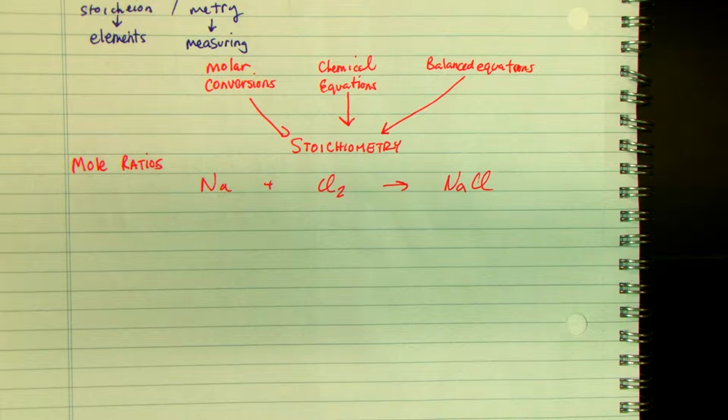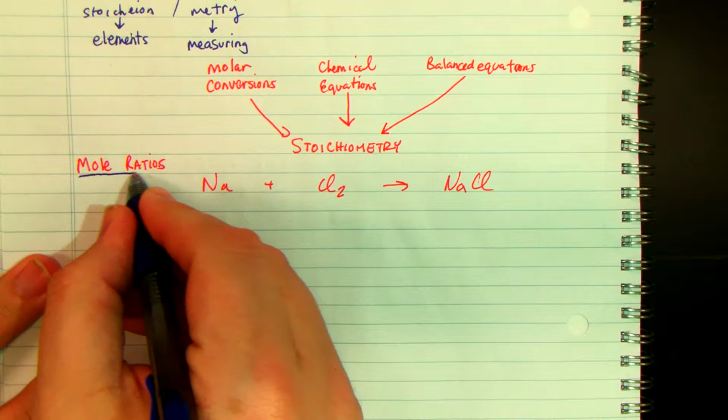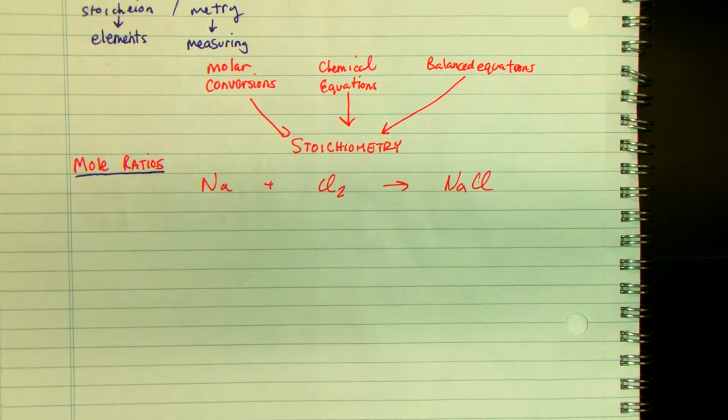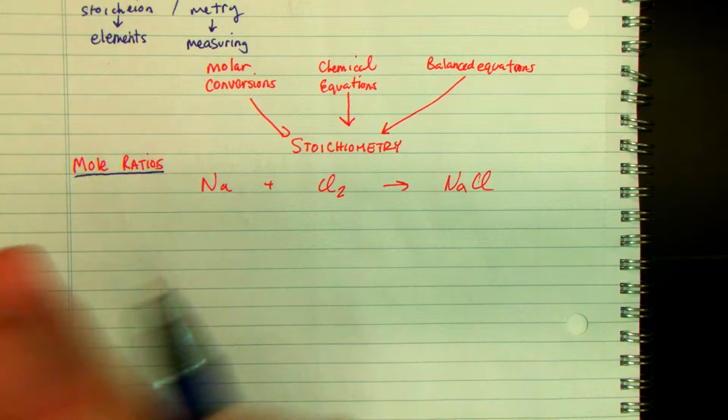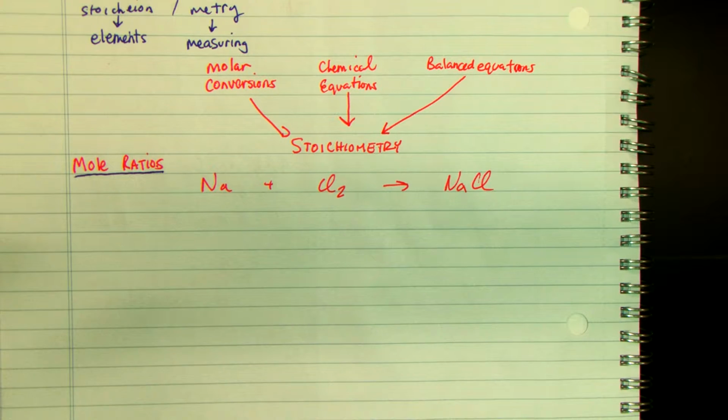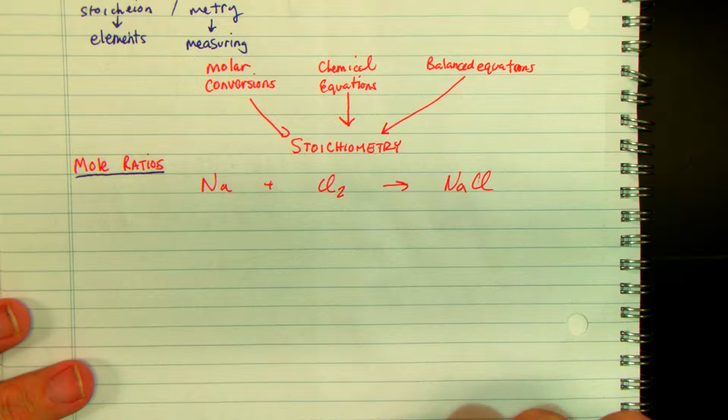So looking at stoichiometry, we have a skeleton equation here. And looking specifically at mole ratios first and foremost, because we've talked about balancing equations, and I gave you the worksheet on how to balance equations. You'll give me that at the end of the hour.